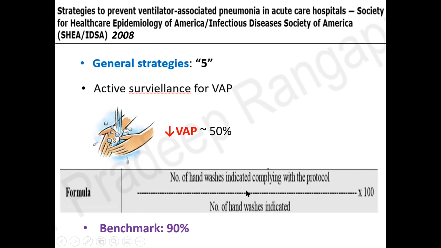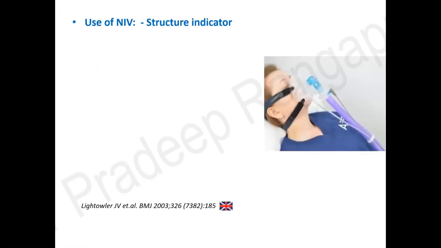And how do you calculate this benchmark? Number of hand washes complying with the protocol divided by number of hand washes indicated, into 100. This is a quality benchmark, a quality indicator. So 90% of the time there should be adherence to good hand hygiene. And this has been shown to definitely reduce the risk of hospital-acquired infection, and more so ventilator-associated pneumonia.